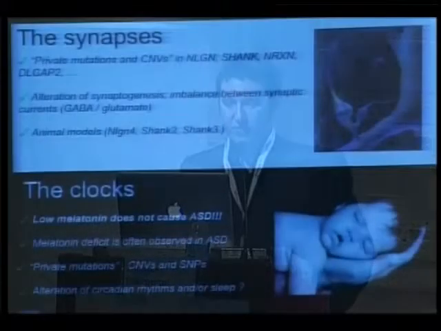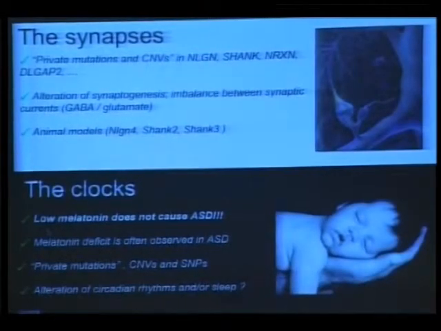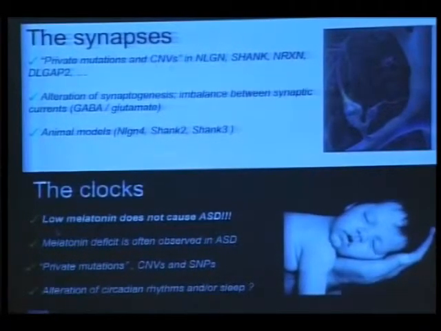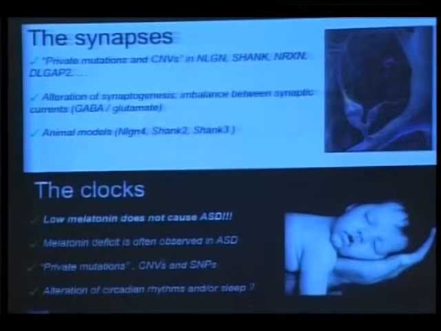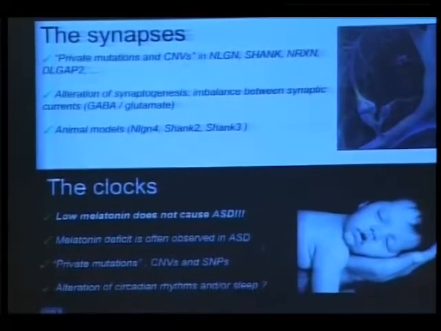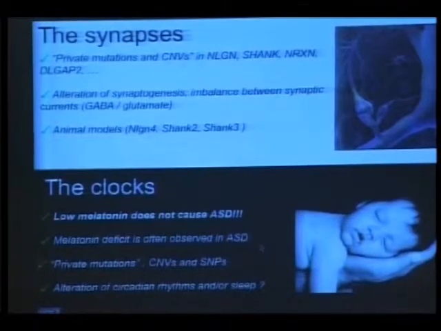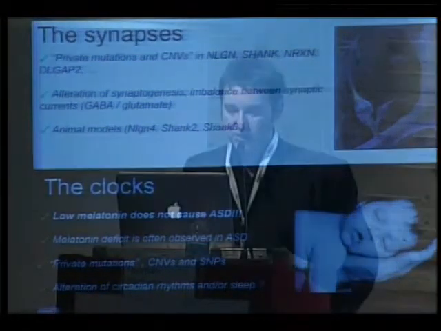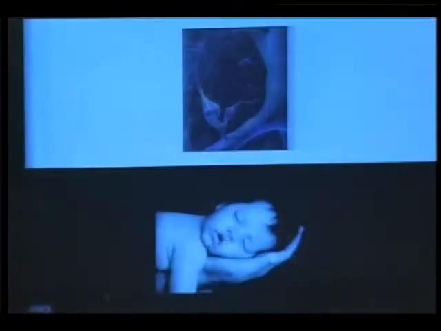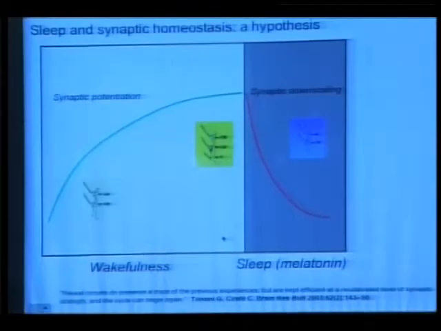So, once again, low melatonin does not cause autism, but still I'm interested in melatonin. It's because the deficit is often observed in patients with ASD, and I think sleep is a major concern for the parents. We have private mutations, CNVs and SNPs that are associated with this trait. And maybe there is an alteration of circadian rhythms or sleep. So the last part of my talk is trying to see the two aspects, the synaptic and the clock aspect of autism. So this is one hypothesis.